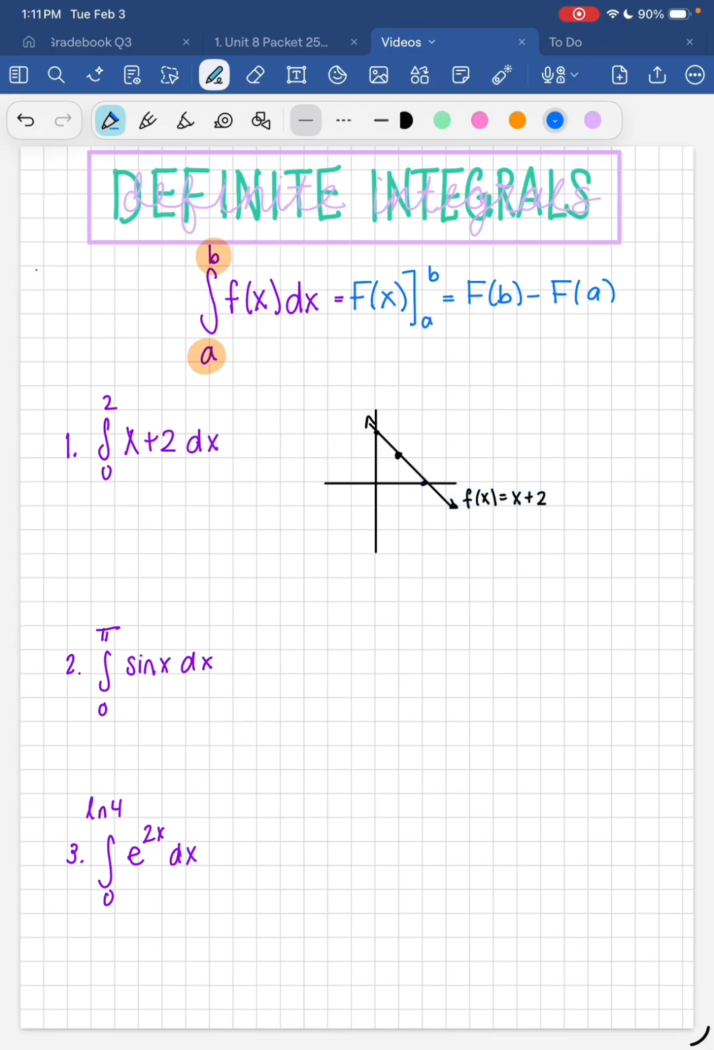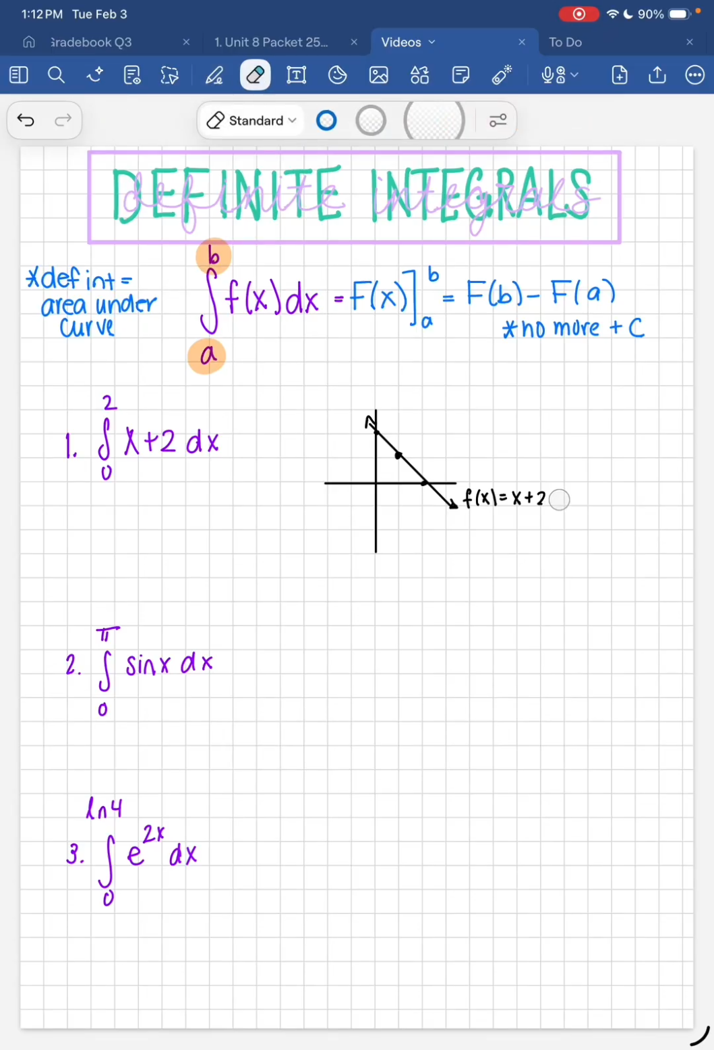And we need to understand that the definite integral is the area under the curve. Under a curve. And if you notice, there is no more. Okay, so this first example I have here, we are going to look at it.